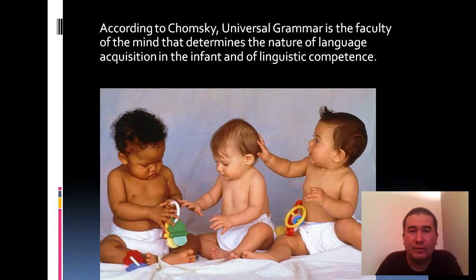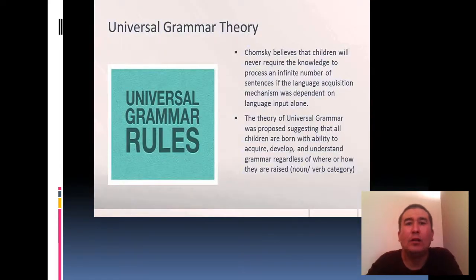So we can see here. According to Chomsky, universal grammar is the faculty of the mind that determines the nature of language acquisition in the infant and of linguistic competence. So, Chomsky believes that children would never acquire the knowledge to process an infinite number of sentences if the language acquisition mechanism was dependent on language input alone. The theory of universal grammar was proposed, suggesting that all children are born with the ability to acquire, develop, and understand grammar, regardless of where or how they are raised. So, it is innate.